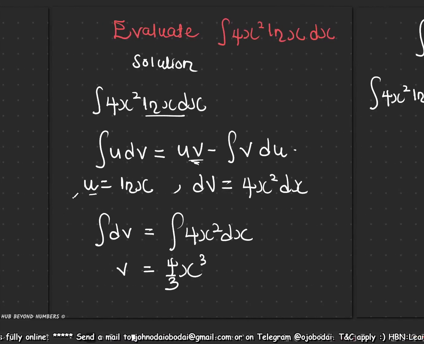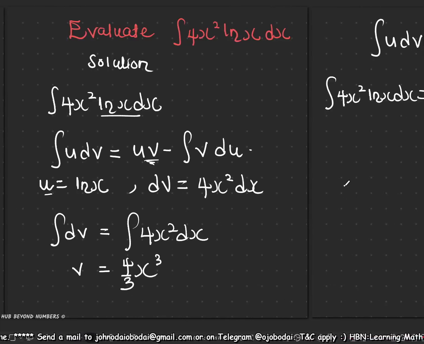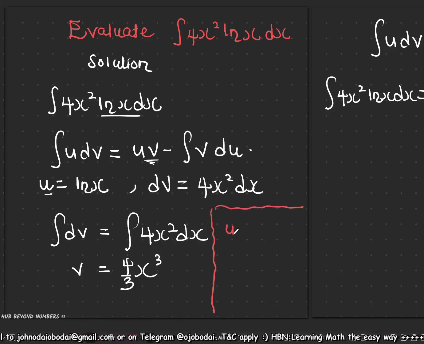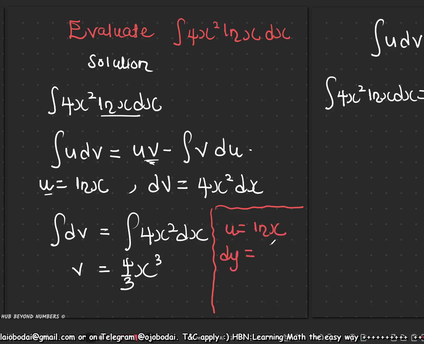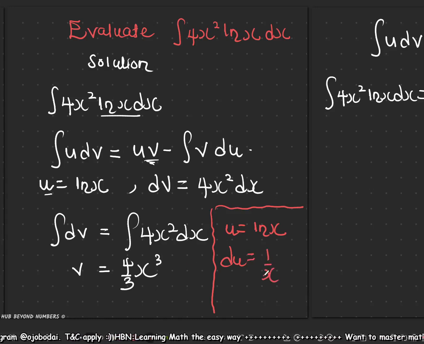And I think we didn't even solve for du. So let me quickly solve for du. We know our u was ln x. So du is just 1 over x. So this was the reason why we made our u the ln x. So du would be 1 over x.